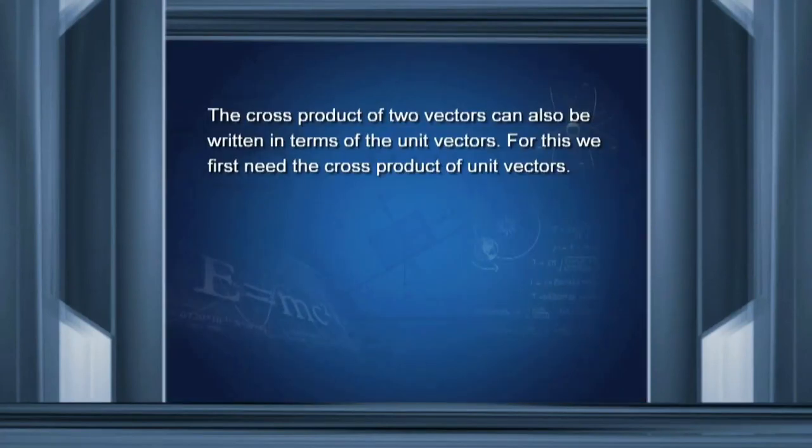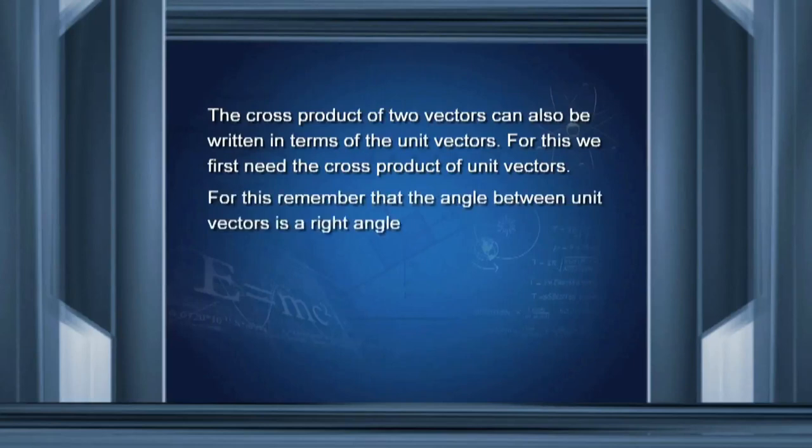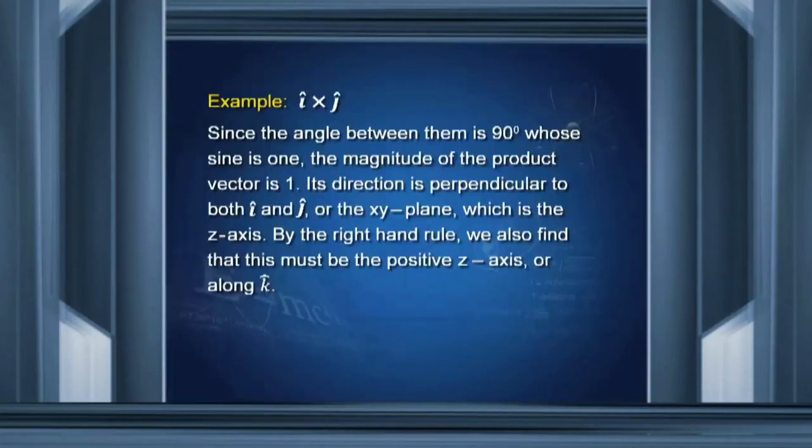The cross product of two vectors can also be written in terms of the unit vectors. For this, we first need the cross product of unit vectors themselves. For this, remember that the angle between unit vectors is a right angle. That is, the angle between i cap and j cap is a right angle. The angle between j cap and k cap is also a right angle. And if we remember this, then i cap cross j cap, you can easily get, is equal to k cap. Why? Because the angle between them is 90 degrees, and the product has to be perpendicular to both i and j, and that is the z direction, and the unit vector in the z direction is k cap. Therefore, i cap cross j cap is equal to k cap.